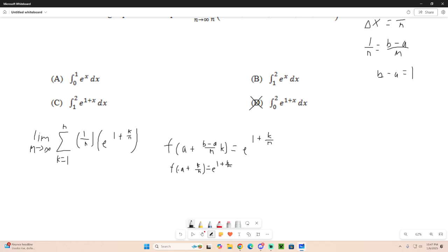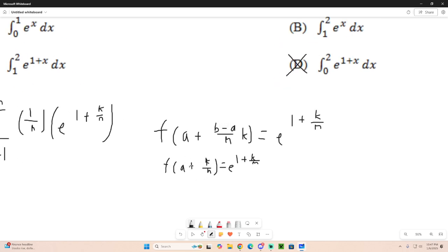Now we don't know our a value, right? But we know that when you plug this into the function, you get this. So where do we see something that looks a lot like this? Where do we see it in the function? In the power of e. Yes, right here. So we know that a plus k over n is equal to 1 plus k over n. So what does that tell us? First of all, a is equal to 1. And we just replaced where we found it with x, right? So we get f of x equals e to the x.